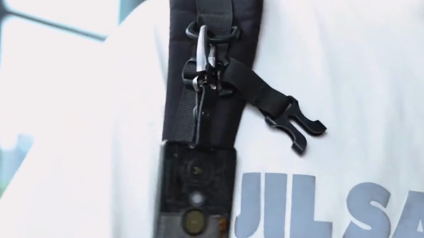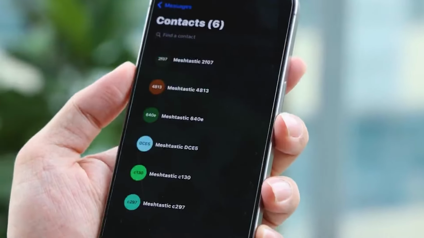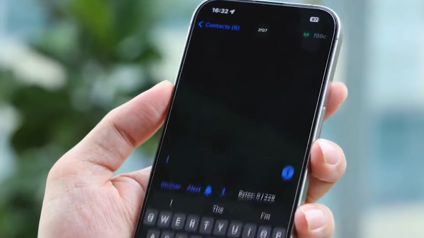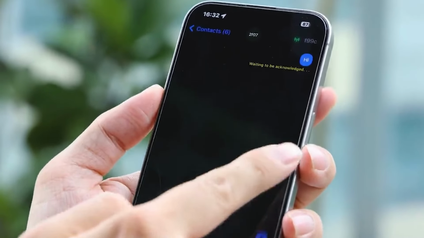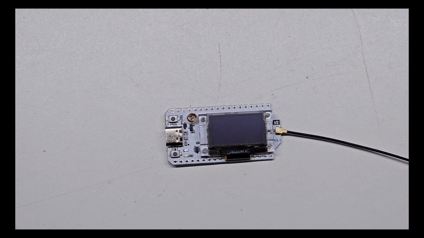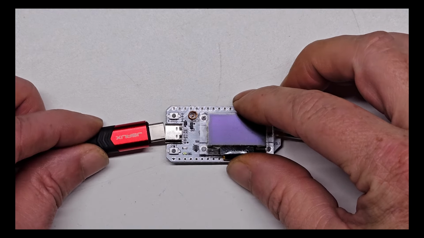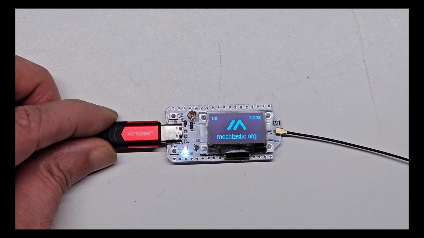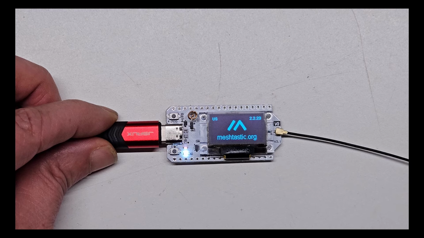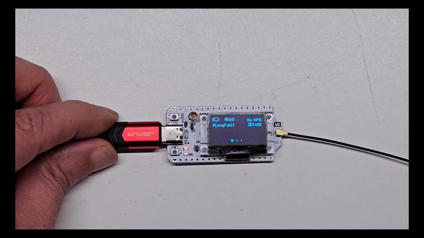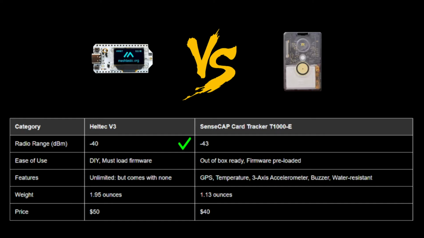Next was ease of use. The T1000-E is ready to go straight out of the box. Just charge it, pair it with your phone, and you're set. In contrast, the Heltec V3 is a DIY device, requiring you to gather parts, assemble it in a case, flash the firmware, and then pair it with your phone. Given its simplicity, the T1000-E is better suited for everyday users, earning it the win in this round.